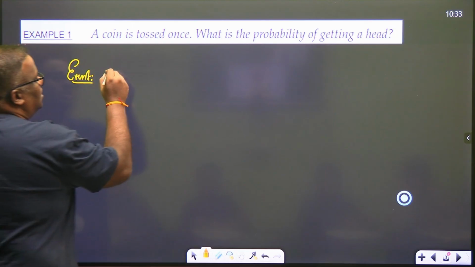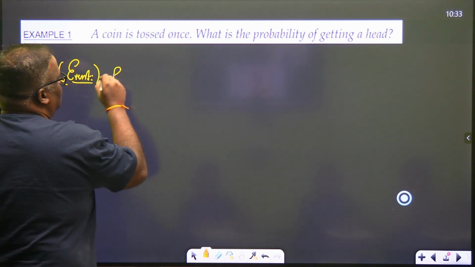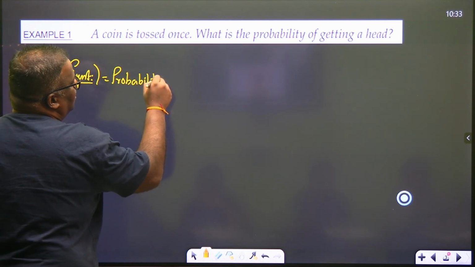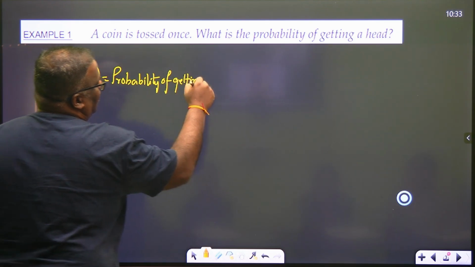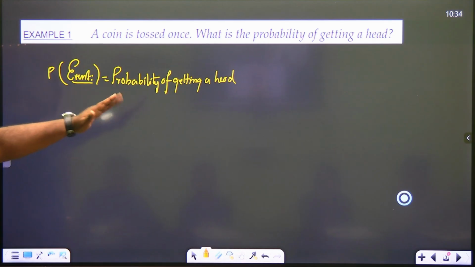The event is, the probability of the event is the probability of getting a head. This is what is being asked of me. The probability of the event is the probability of getting a head.